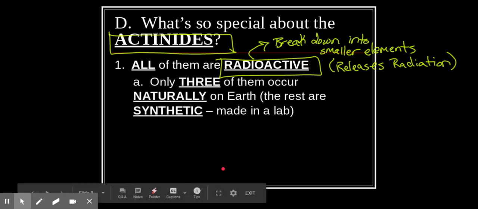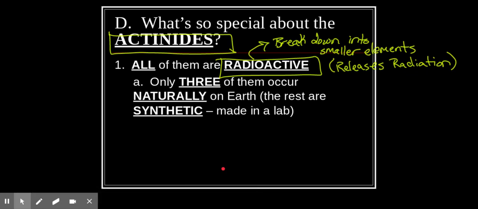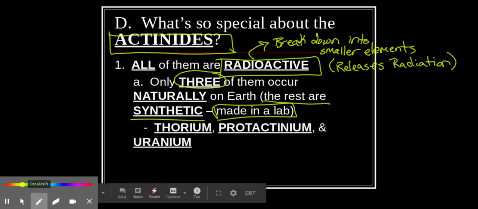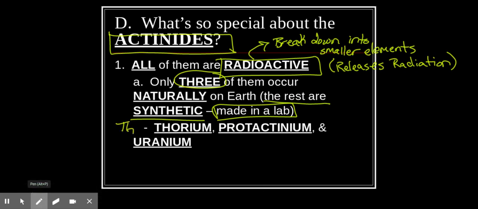They are radioactive, which means they break down. There's actually only 3 of them that occur naturally on Earth. The rest are what we call synthetic, which means they're made in a lab. Okay, so 3 occur naturally. The rest are man-made. The 3 that occur naturally on our planet are thorium, which is Th, protactinium, which is Pa, and uranium, which is U.